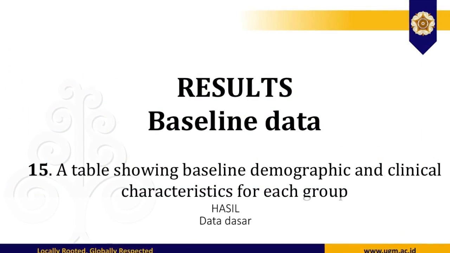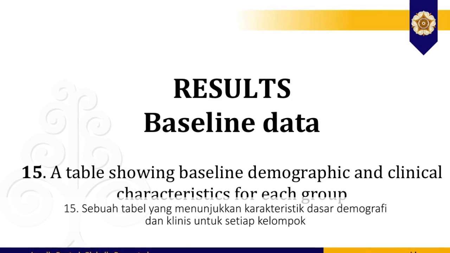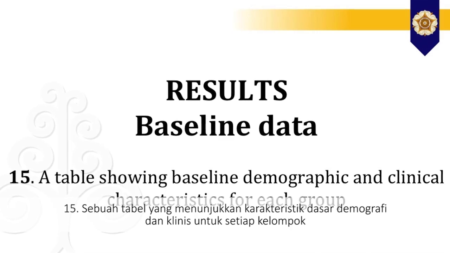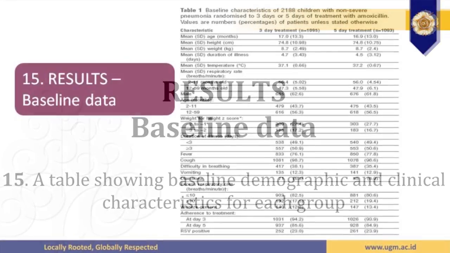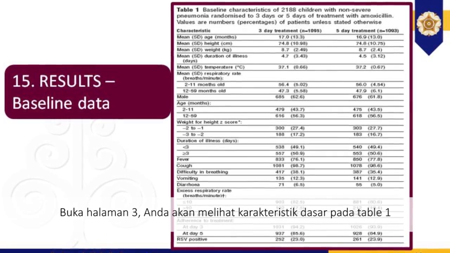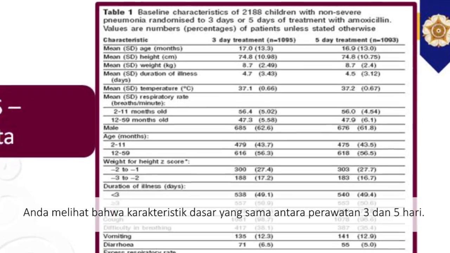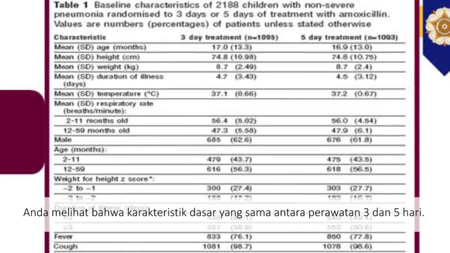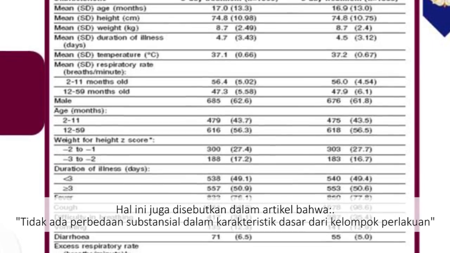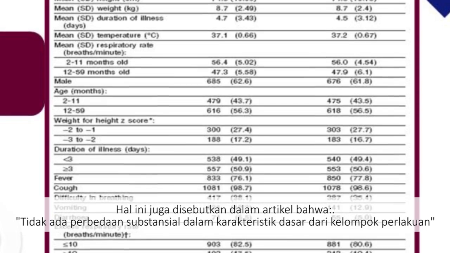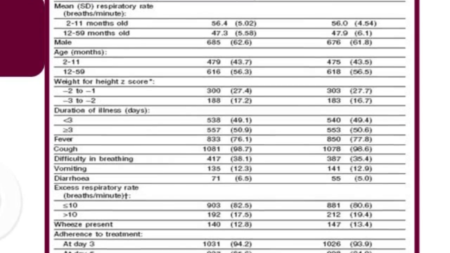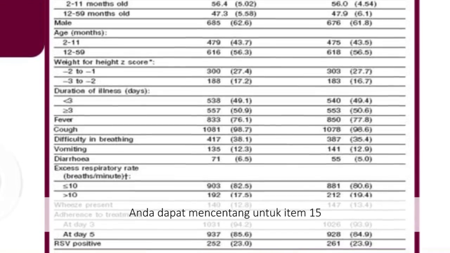Results: baseline data. 15. A table showing baseline demographic and clinical characteristics for each group. Open page 3. You will see the baseline characteristics in Table 1. You see that the baseline characteristics are similar between 3 and 5-day treatment. It is also mentioned in the article that there were no substantial differences in the baseline characteristics of the treatment groups. You can make a check for item 15.